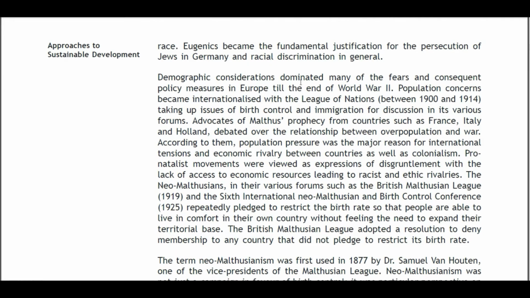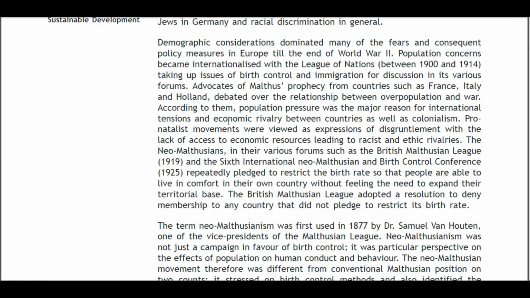Demographic considerations dominated many of the fears and consequent policy measures in Europe till the end of World War II. Population concerns became internationalized, with the League of Nations, between 1900 and 1940, taking up issues of birth control and immigration for discussion in its various forums. Advocates of Malthus' prophecy from countries such as France, Italy and Holland debated the relationship between overpopulation and war. According to them, population pressure was a major reason for international tensions and economic rivalry between countries, as well as colonialism.